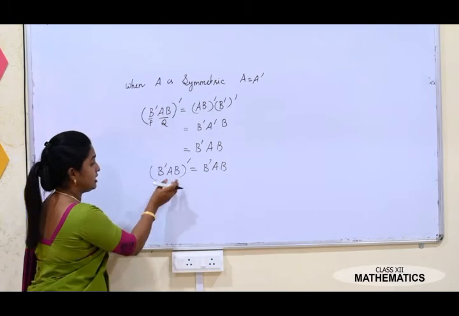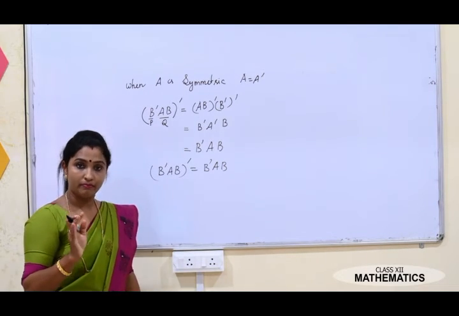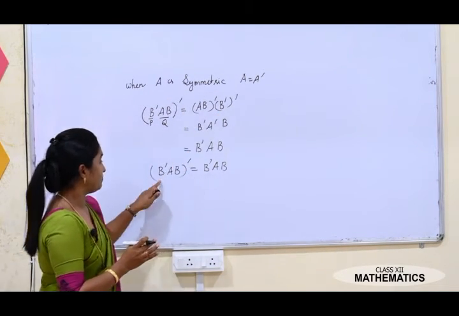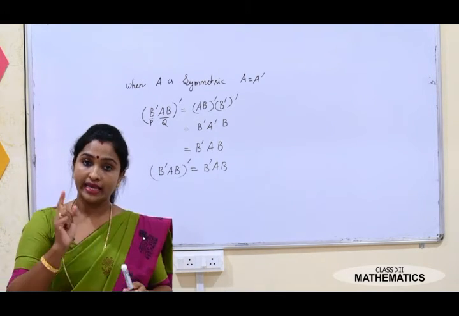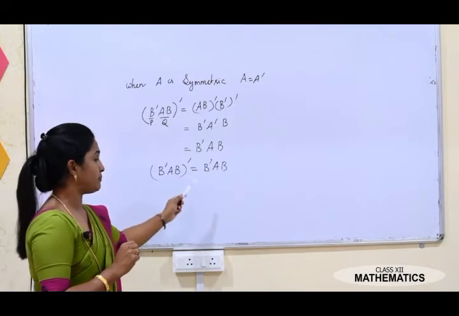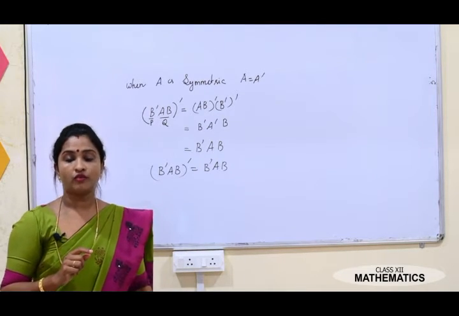What is the meaning of this? B dash AB is a symmetric matrix. That means when A is symmetric, B dash AB is also symmetric. You can prove it at home: when A is skew symmetric, B dash AB is skew symmetric. Okay, now we'll see the next question.